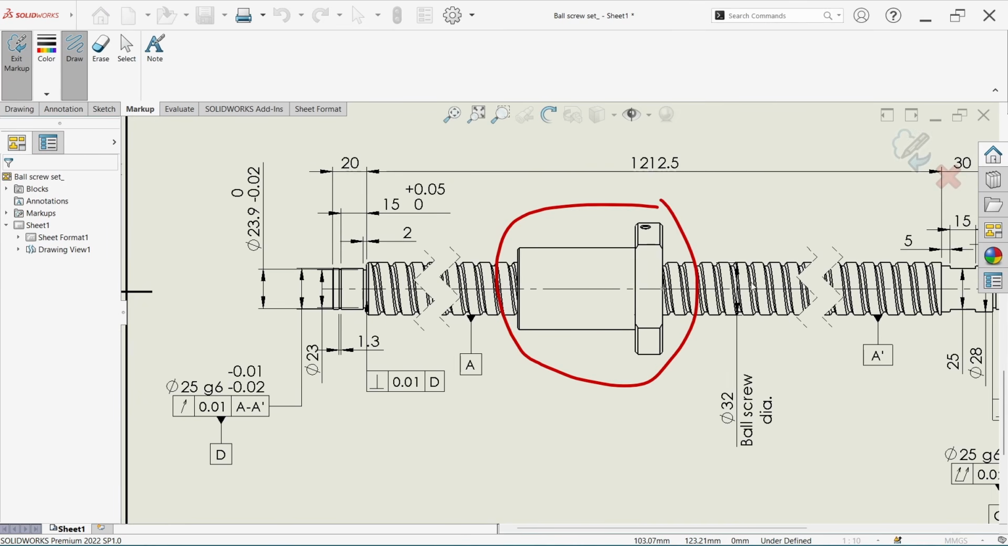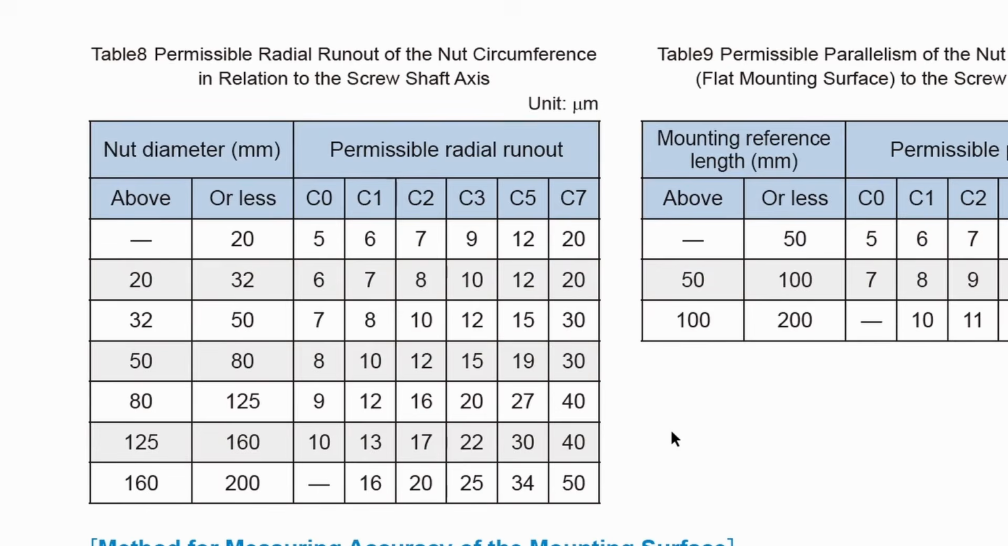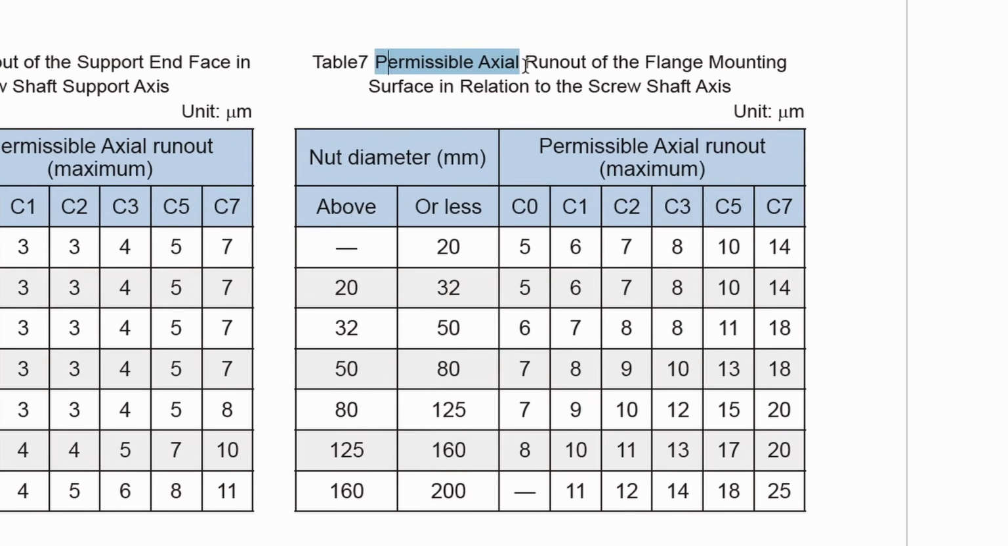And here we can also apply the GD&T control on this nut with respect to ball screw just for quality inspection. And as you can see, the permissible radial runout of the nut circumference in relation with screw shaft axis for diameter 32 and grade C7, our ball screw grade is C7, is 20 micron, and the permissible axial runout of the flange mounting surface in relation with screw shaft axis for 32 mm diameter and C7 grade, the runout is 14 micron. So let's define it.